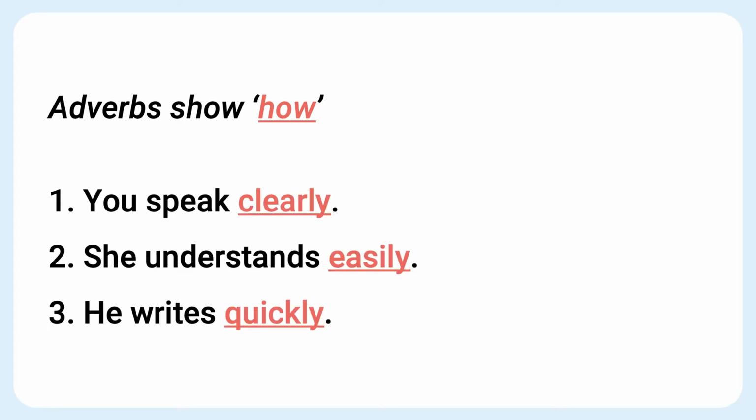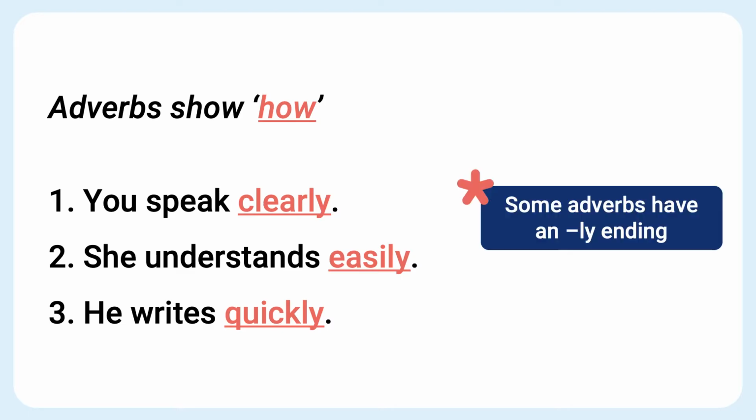So let's add some adverbs here. Number 1, you speak how? Clearly. Number 2, she understands easily. And number 3, he writes quickly. Now, these adverbs have an ly ending. What we've done is taken the base word clear and made it clearly, or easy and made it easily, or quick and made it quickly. So that's what adverbs do.